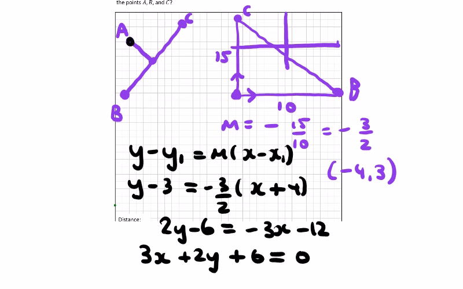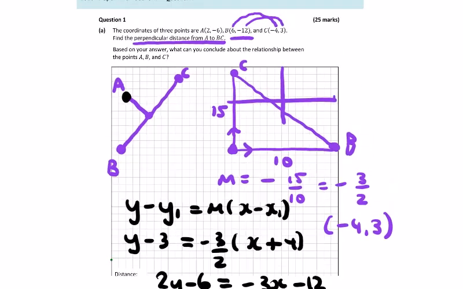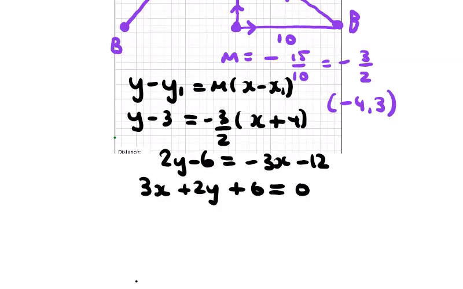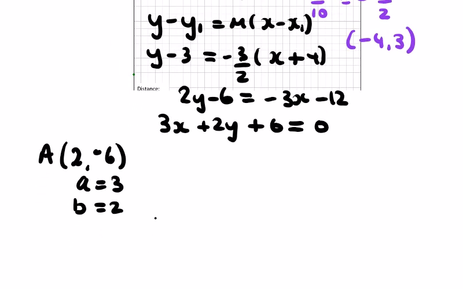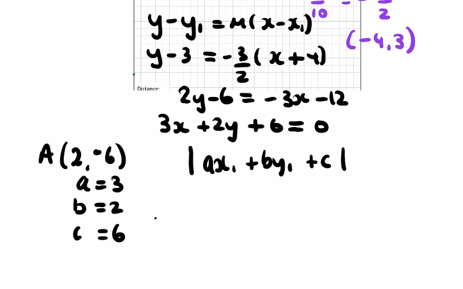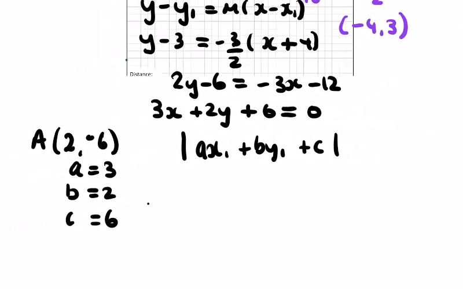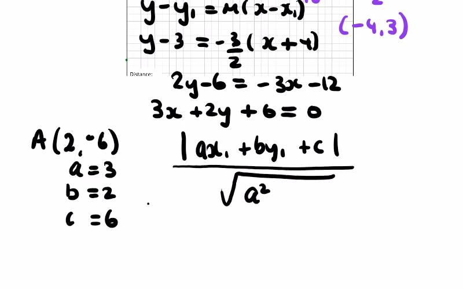So now I have to find the perpendicular distance from the point A, which is (2, -6). And my A is equal to 3, my B is equal to 2, and my C is equal to 6. For the absolute value of A x1 plus B y1 plus C over the square root of A squared plus B squared.